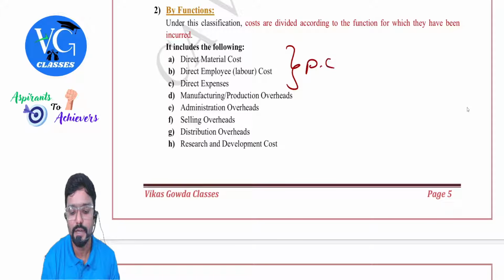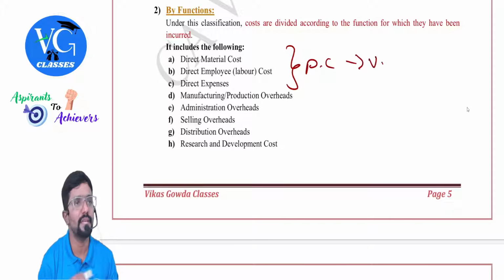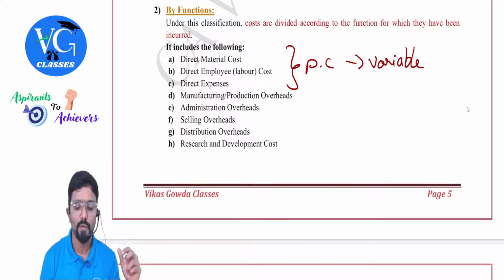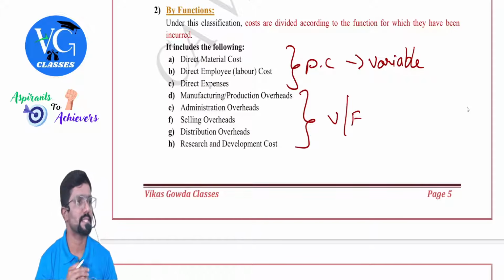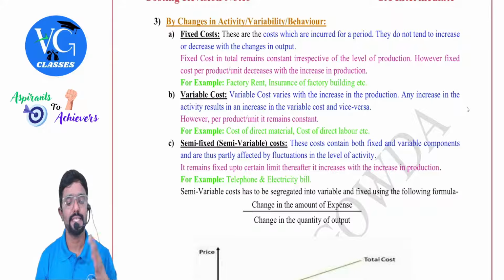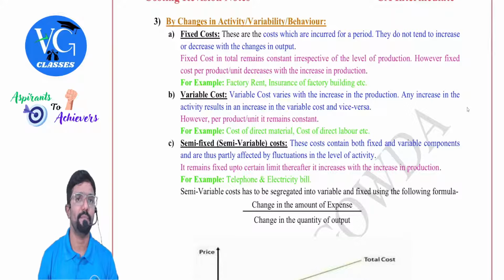Prime cost will always be variable in nature. It will always be variable in nature. No question of being fixed. Whereas overheads can be variable or fixed. Overheads can be either variable or fixed, guys. Next, by changes in activity, variability, or behavior.